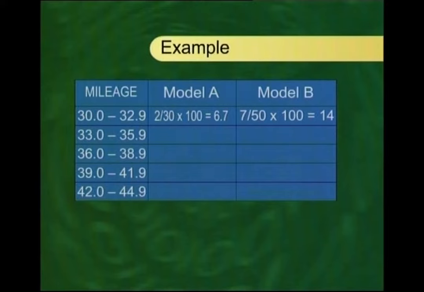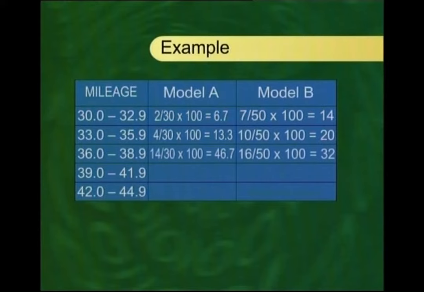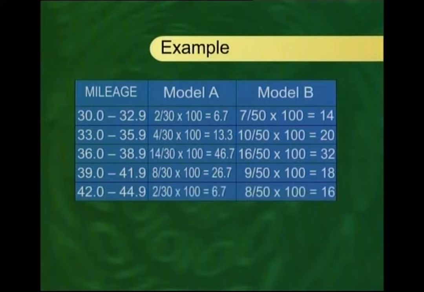Aur model B jo hai, uski 14% kaarein aisi hain, which is more than double of the percentage that we have for model A. Aisi jinka mileage itna kam hai. Isi tarah ab agar aap second class ko dekhein, to model A mein 13.3% are falling in that mileage range, but for model B 20%, which is again substantially higher than 13%, 20% is falling in that range. Coming to a better mileage, which is 36 to 38.9, we see that almost 47% cars of model A are having this much mileage, but only 32% of the cars of model B have this particular mileage.